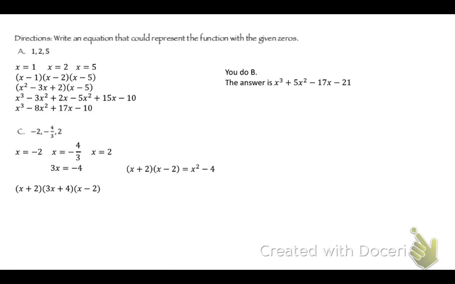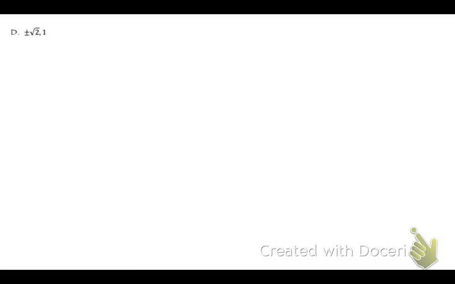Okay, x plus 2 times x minus 2 is x squared minus 4. So I'm going to multiply those two together first. And I get x squared minus 4 times 3x plus 4. Then when you multiply that out, you get 3x cubed plus 4x squared minus 12x minus 16. And that's it. You're done.